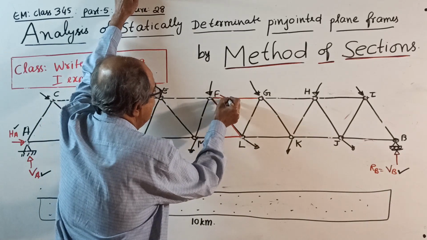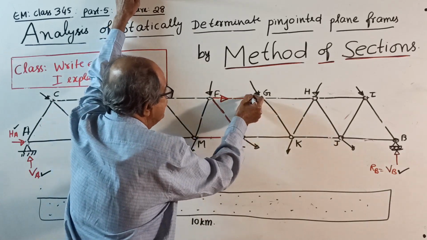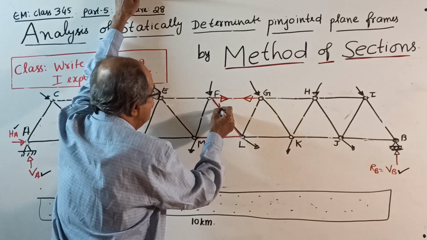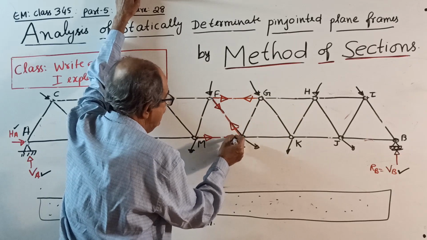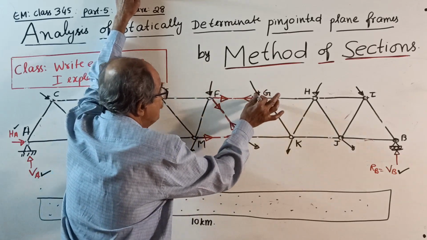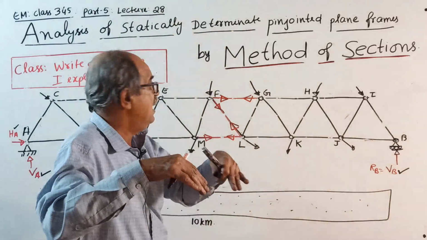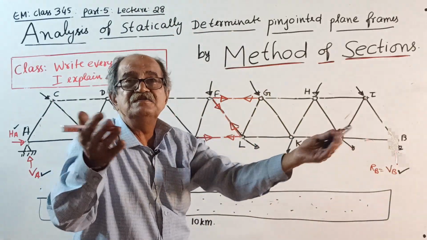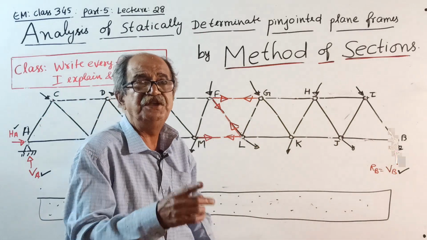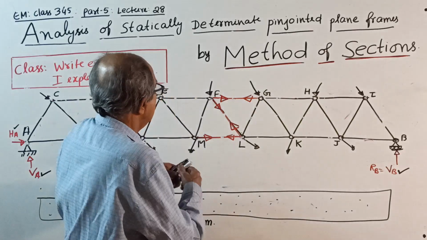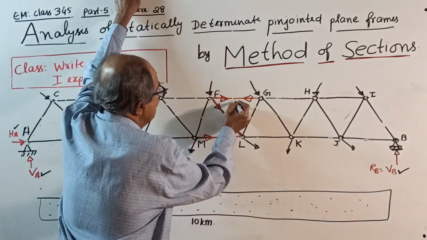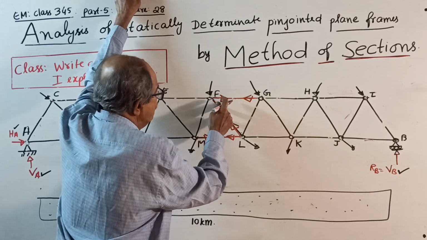nature. See, this way. Going away from the joint, I will assume like this. This way, everywhere outward. I will assume everywhere from the joint, it is going outward. This I will tell you later in the procedure. Right now you believe me. Okay, outward. Force in the member, which one? See, these are equal, same forces.